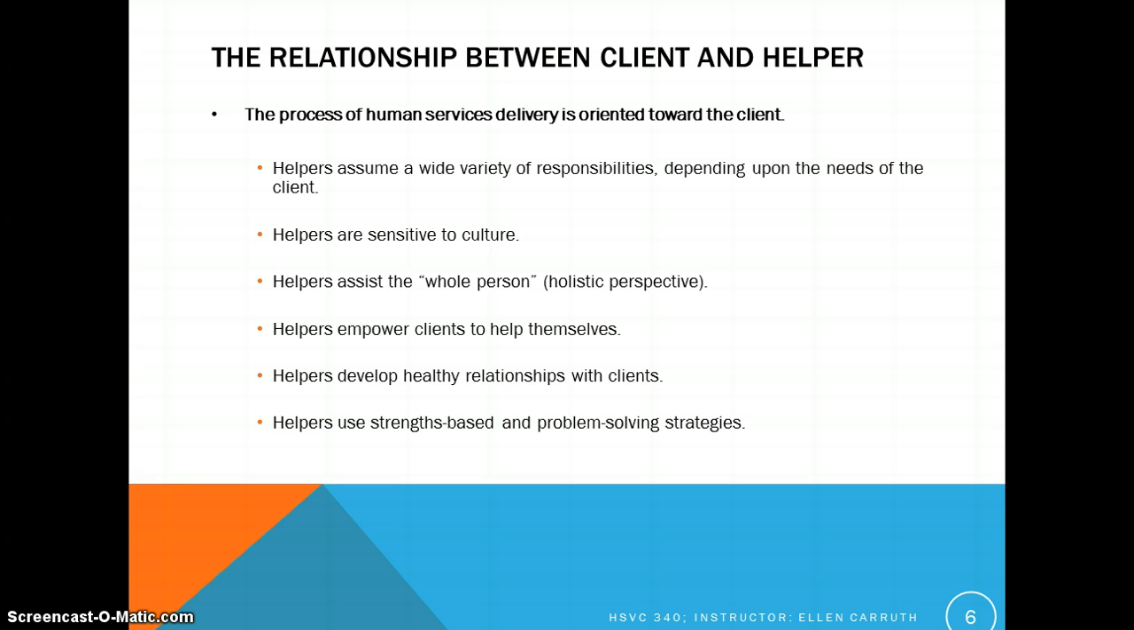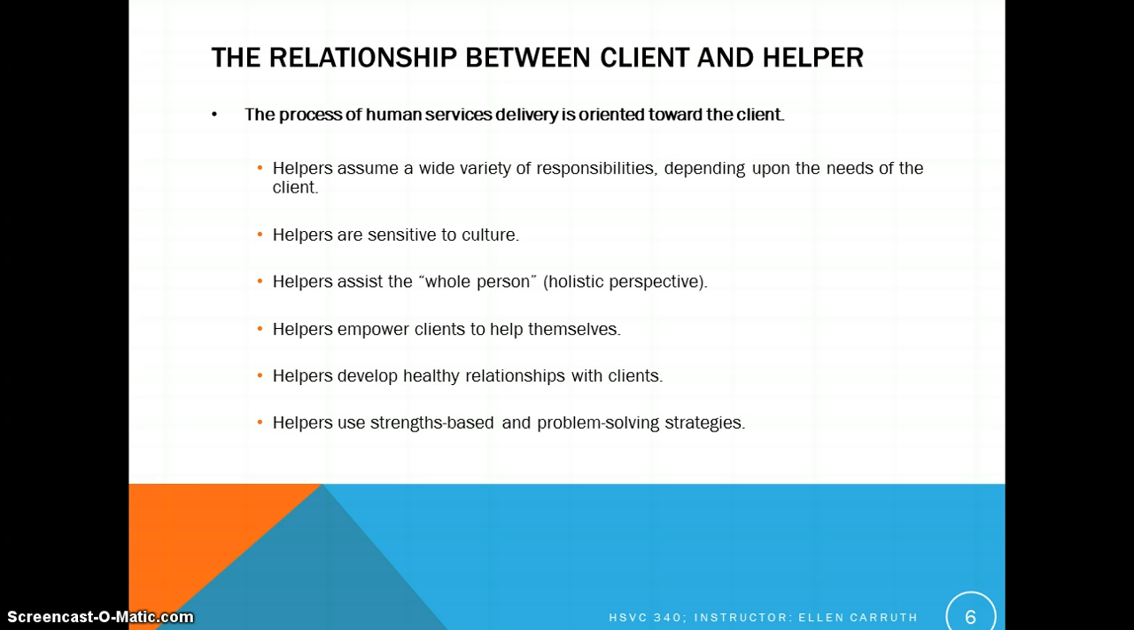These client needs can be quite complex, so the helper needs to think about the ways that the client's culture influences their needs. The helper also needs to think about the client from a holistic perspective. This means that we can't think about helping a client to overcome a particular issue in a particular area of his or her life unless we are aware of the client's entire person. Their mind, body, and spirit is a good way to think about this.